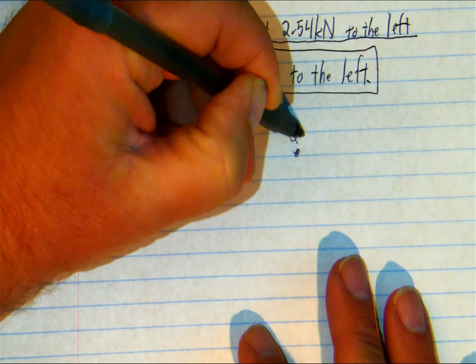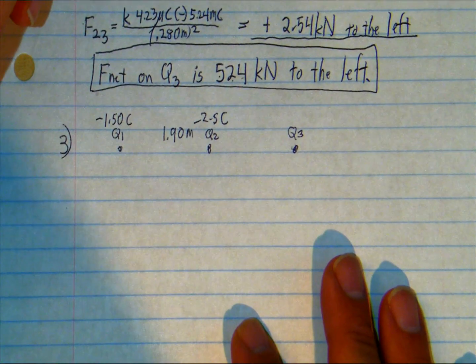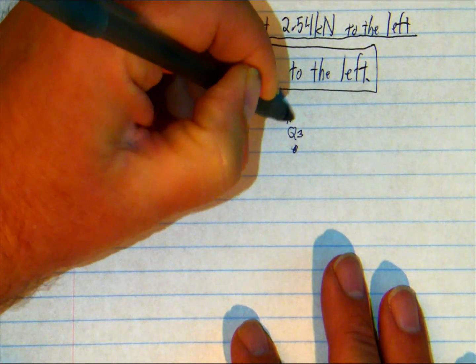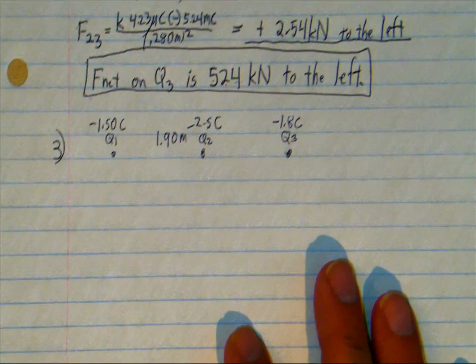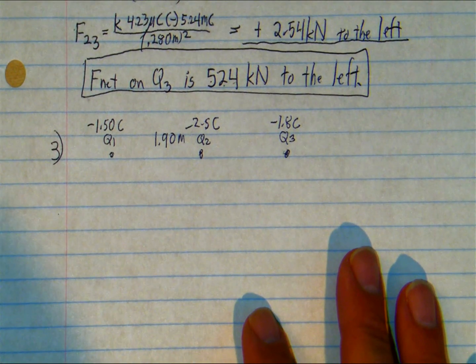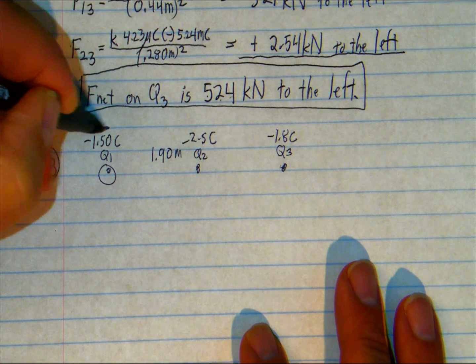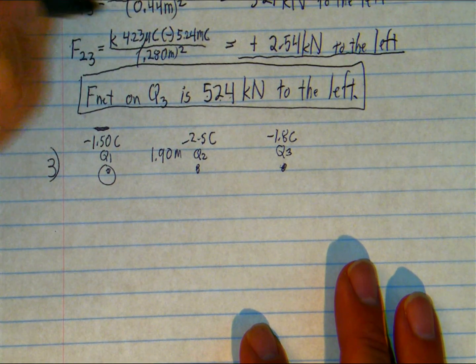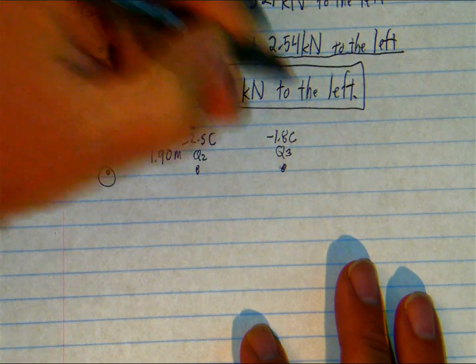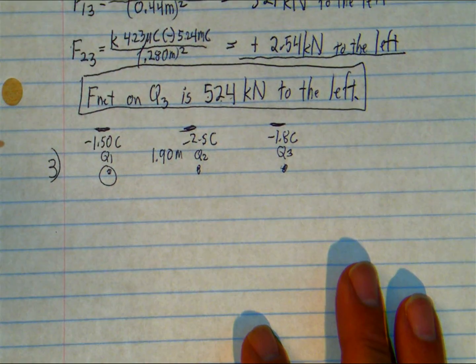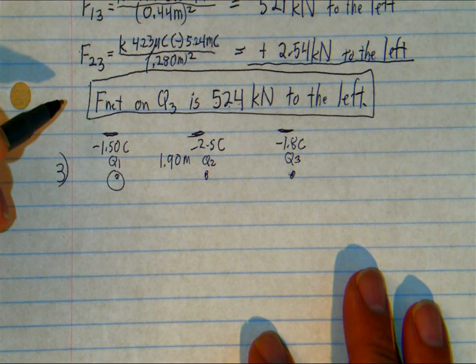to get to Q3. And when you get there, Q3 is negative 1.8 coulombs. And in this problem, I ask you to solve for the net force on Q1. Q1 is negatively charged. Q2 is negatively charged. Q3 is negatively charged. Like charges repel.